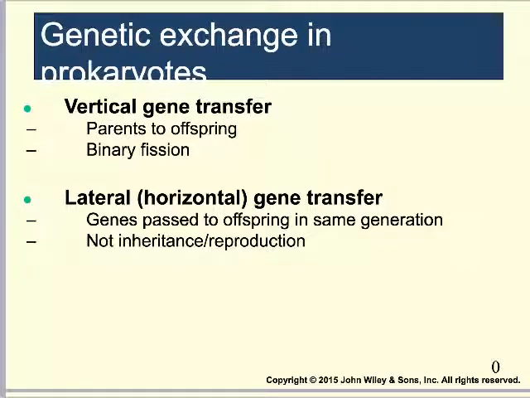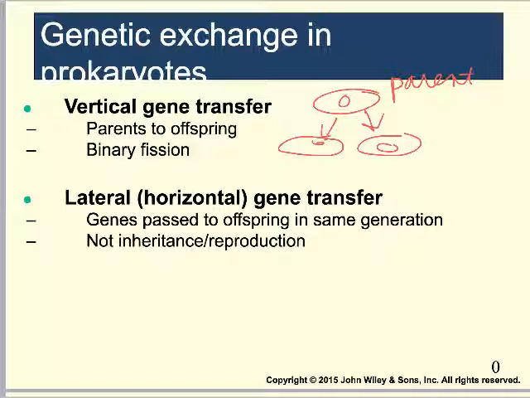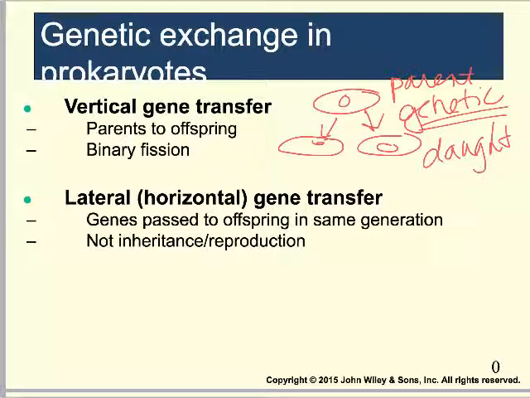Now, genetic exchange in prokaryotes. Typically, if we have binary fission, the daughter cells are exactly identical to the parent cell. So there's the parent, there's the daughter, and they're the same. They're genetically similar. They should be copies. So this is vertical gene transfer.